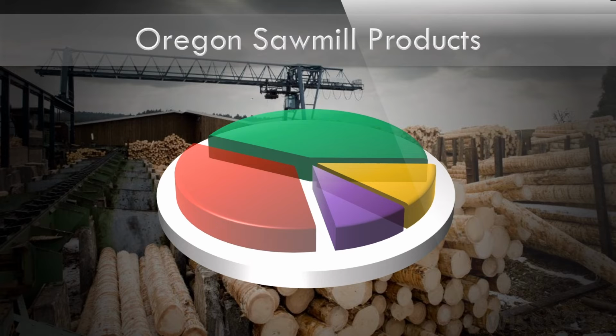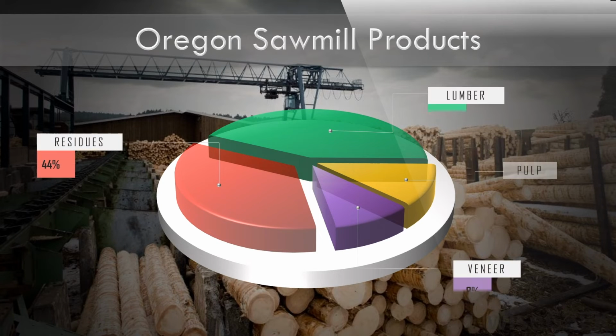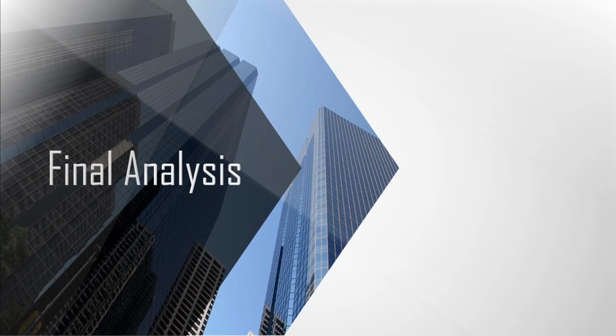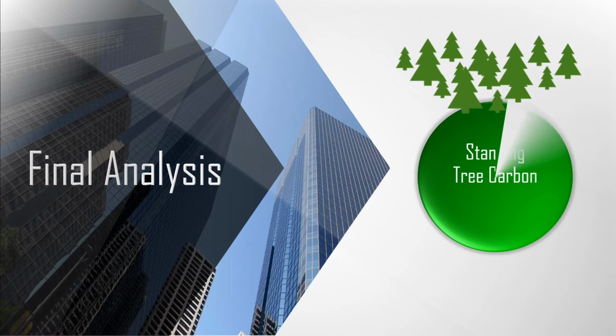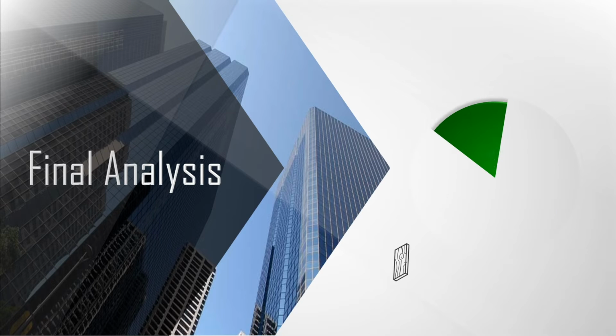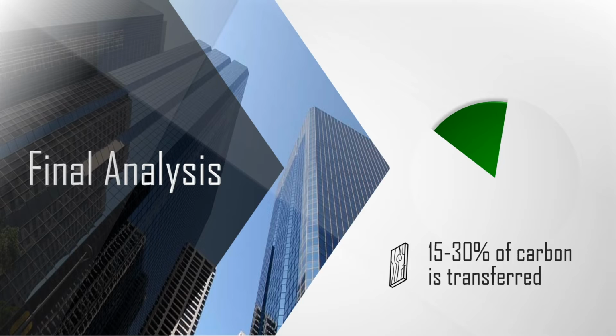Of the 40 to 60% of the harvested timber that does make it to primary manufacturing facilities, such as sawmills and veneer mills, less than half ends up in long lived building products. Researchers have tracked the flow of carbon from the forest ecosystem to the built environment and report that only about 18 to 30% of the carbon from the initial living tree ends up in a long lived building product.